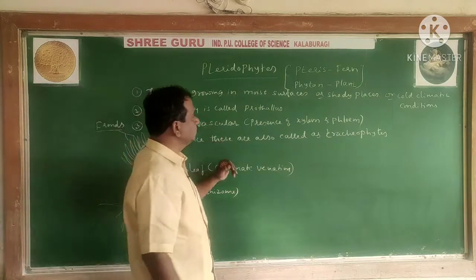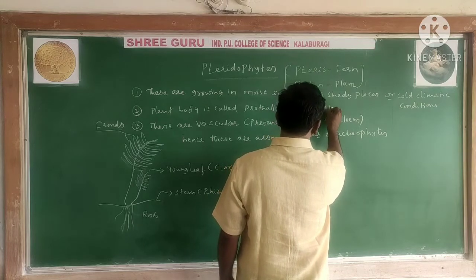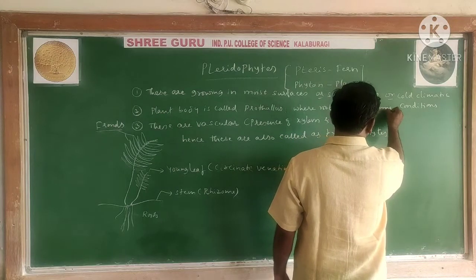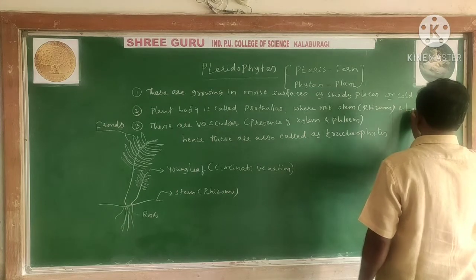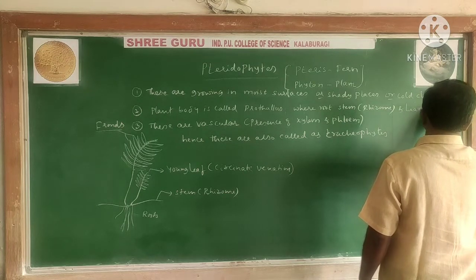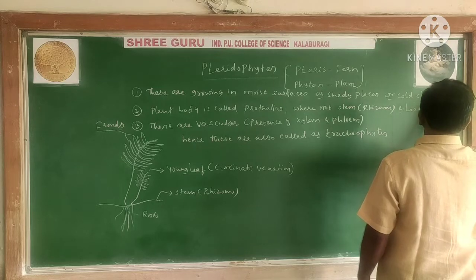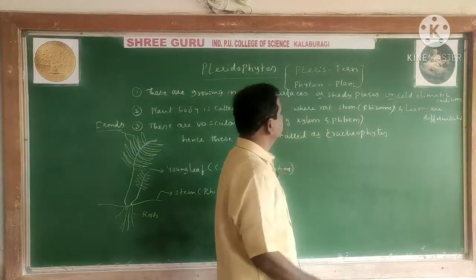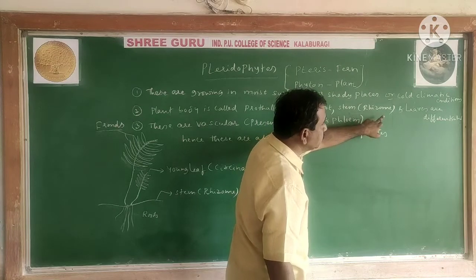So plant body is called as a prothallus, where root, stem, ಇಲ್ಲಿ rhizome ಅಂತ ಬರೀಬಹುದು. And root, stem and leaves are differentiated here. Okay, followed where root, stem is considered as a rhizome and the leaves are called as fronds.